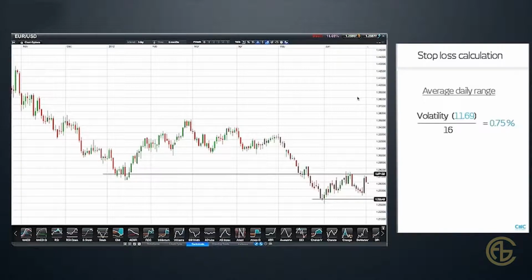And we then use that information to set the stop loss level. At current levels, 1.27 times 0.75% will give us a reading of around 95 points. Now, you can do that more accurately with a calculator, but for the point of the example, let's assume that number is 95 points. Remembering how we got it, we took the annualized volatility and divided it by 16 to get a percentage, in this case 0.75%. We then took 0.75% of the current market price to give us around 95 pips.